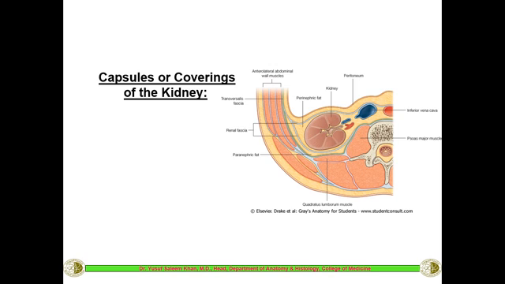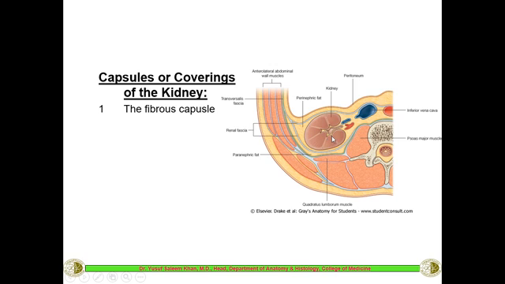Now coming to the capsules or the coverings of the kidney. The kidney is not left alone, but it is covered by very important structures. The one closest to the kidney will be the fibrous capsule. It is nothing but the condensation of the tissue of the kidney. So this is the capsule of the kidney.